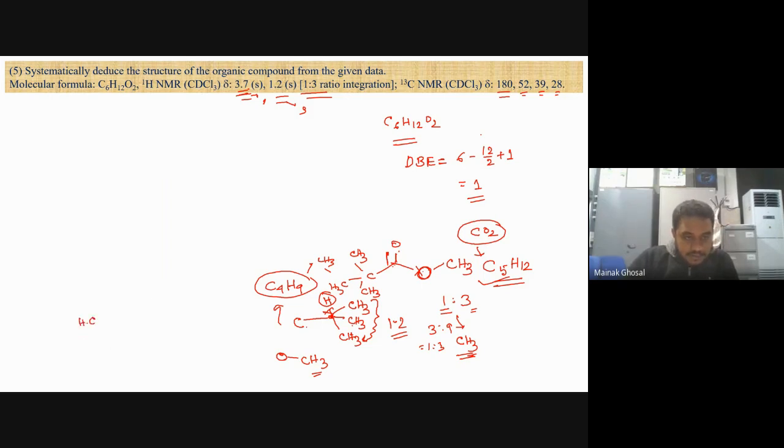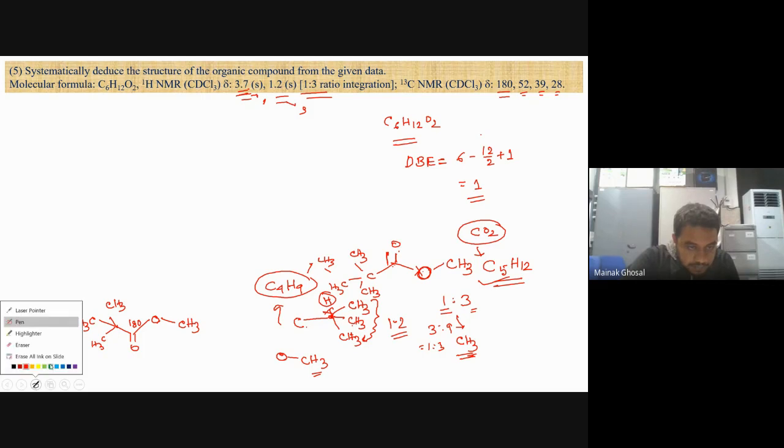This CH3, this C. This is attached to some carbonyl, it is attached to some oxygen, and this is CH3. Now you match the carbon signals. So 180 was this one. Next is 52.